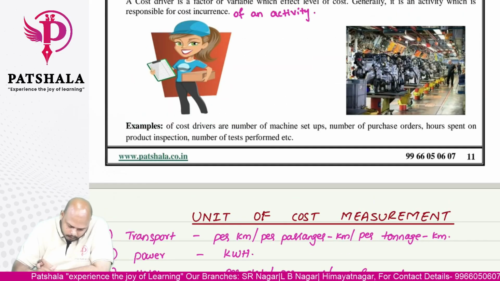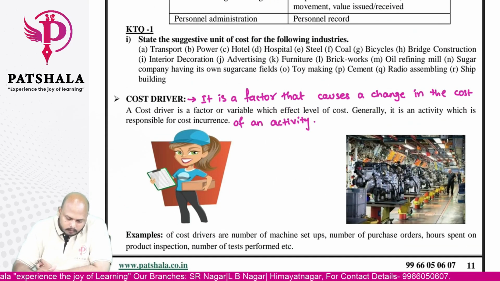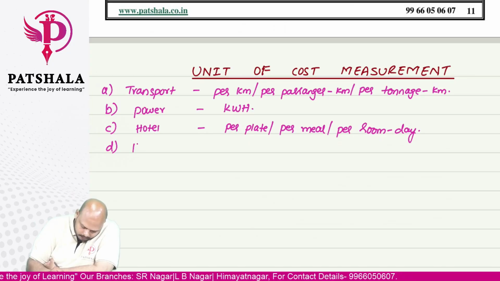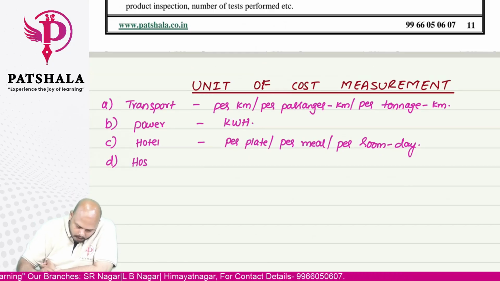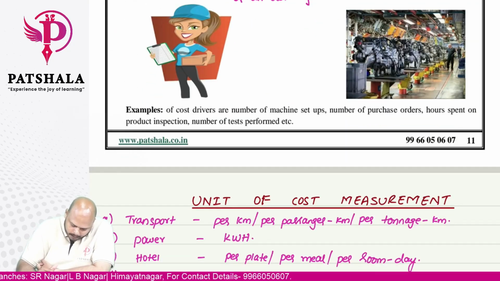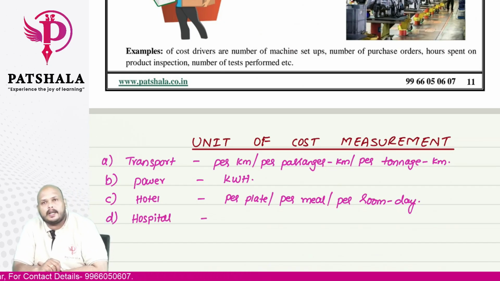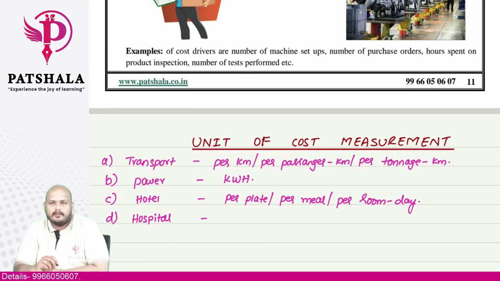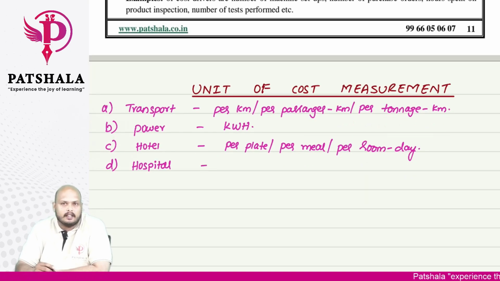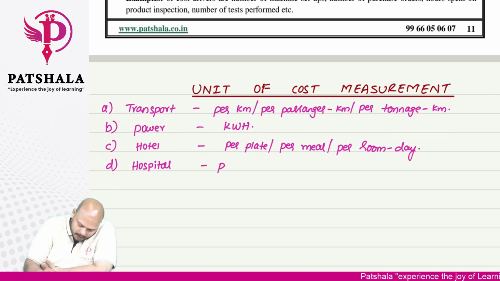Next, the fourth industry is hospital. In the case of a hospital, there are different types of unit of cost measurement we can see. One is OP patients, outpatients. Generally for outpatients they will charge per appointment.